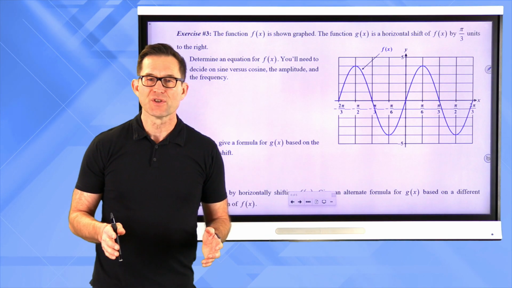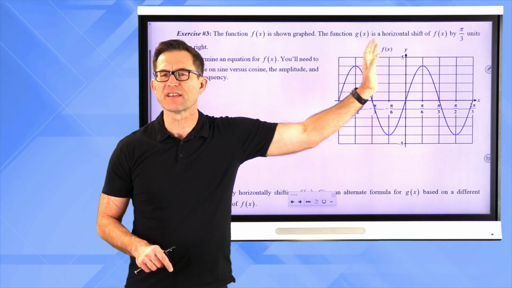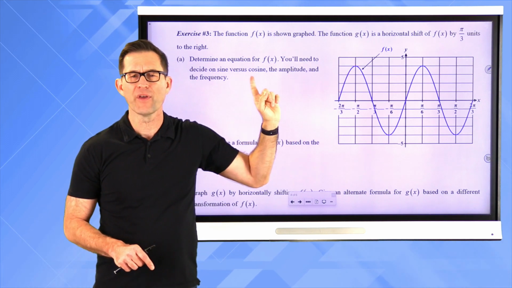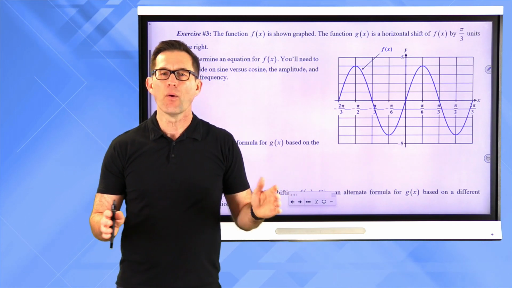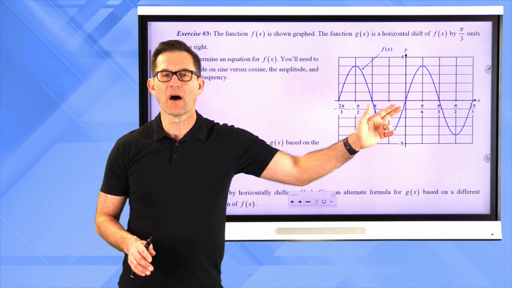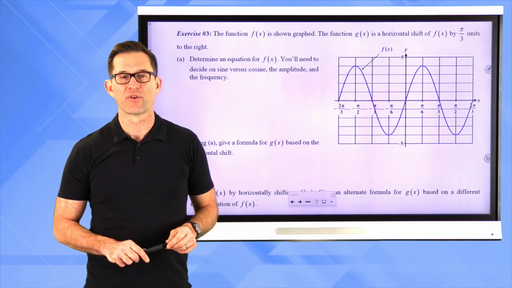All right, so the first thing I want to do before I even think about g of x and its equation and how to shift it and all that, I want to think about what the equation of this function is. Now, parts of it are easy, right? Is this based on the sine or the cosine? Pause the video right now and I want you to think about that for a moment.